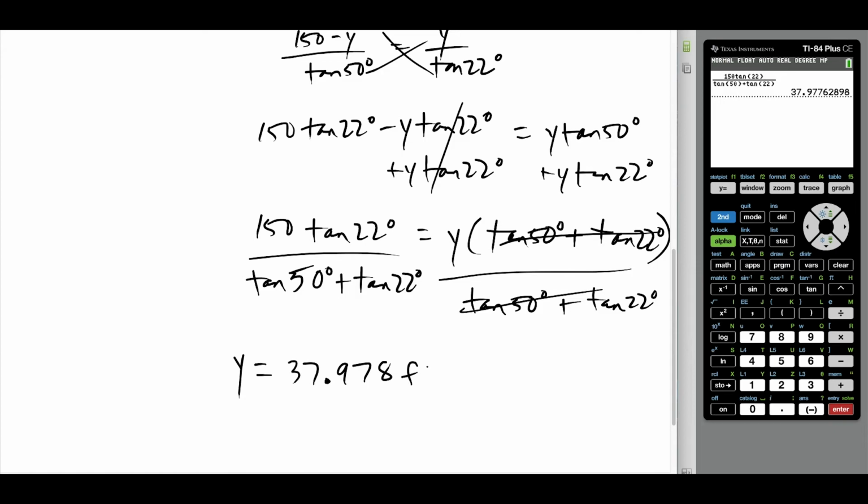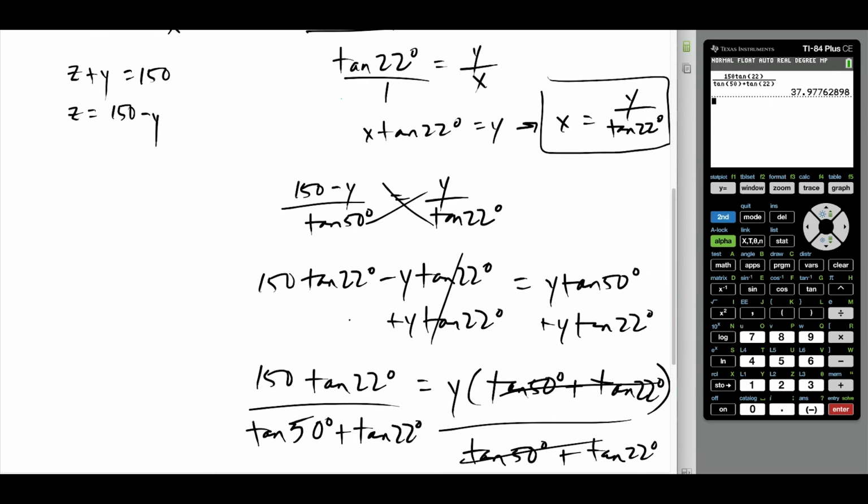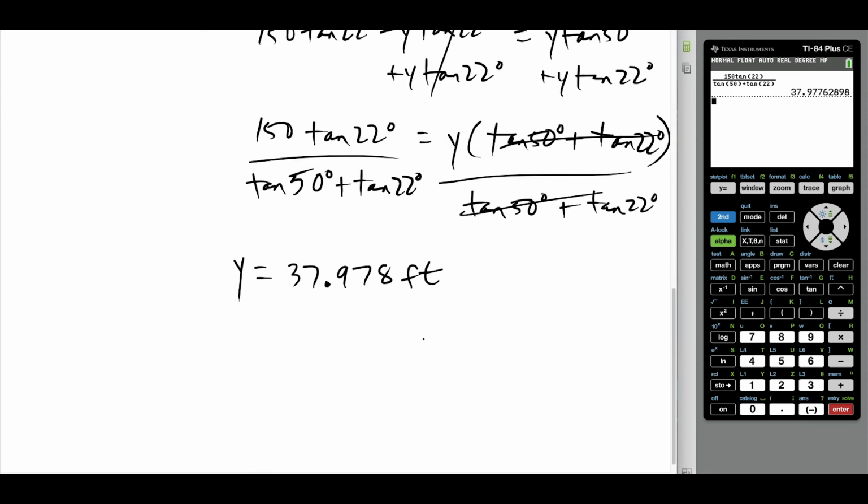37.978, and this was talking about the units being feet, so we're going to leave this in feet. And the next thing we have to solve for is x. So we think about what we just found here. Well, we were told that x is equal to y divided by tangent 22. So all we have to do to solve for x is just plug in what we found over here. So we could just take our answer that we just found and divide by tangent of 22.